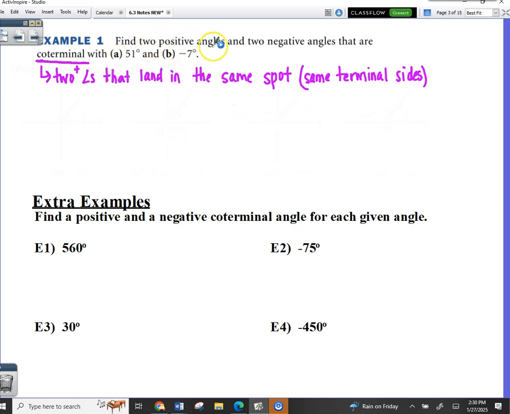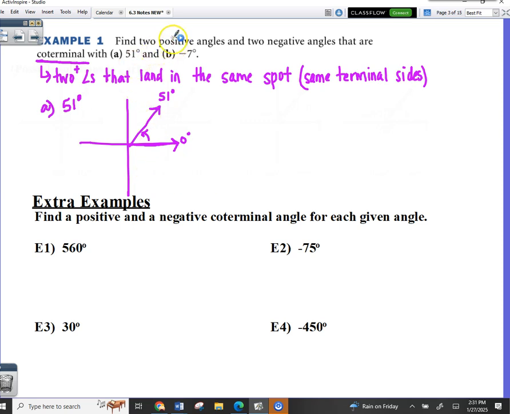They want 2 positive angles and 2 negative angles. We have 2 parts here. Let's work with 51 first. 51 degrees, okay? Let's draw it. Where do you think 51 would land? Quadrant 1, 2, 3, or 4? You really need to get comfortable with all your quadrants. So this is where it starts, right? This is the initial side. It's going to start here. Where is it going to land? Somewhere in quadrant 1. So this is 51 degrees if it was to open up like right there.